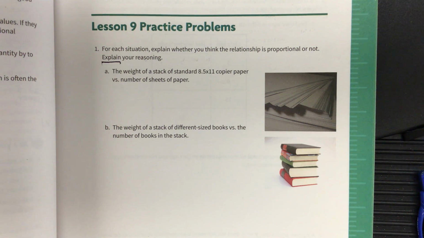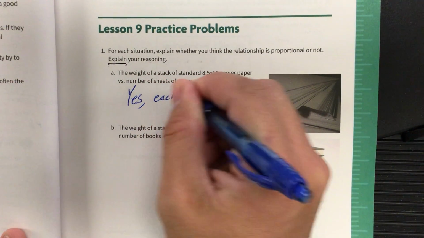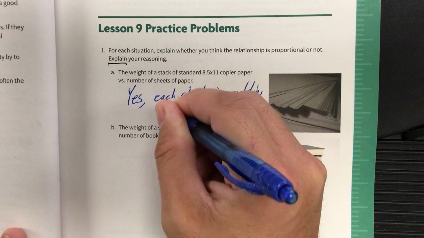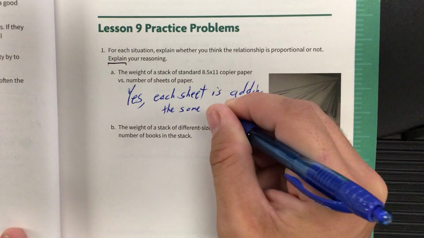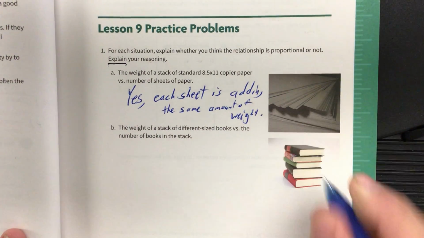Okay, and if you're not done, you need to have your book closed, of course. As you're stacking paper on a scale, let's say, are you adding the same weight every time you add a piece of paper? Yes. Why? Because all paper weighs the same. Okay, all that paper off the copy machine is going to weigh the same. So is it proportional? Yes. Each sheet is adding the same amount of weight. Or however you'd like to phrase that, but you do need an explanation.